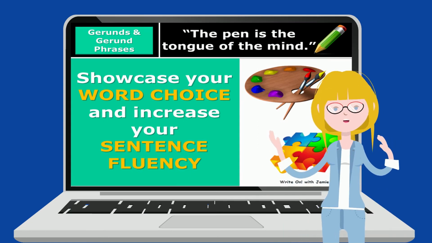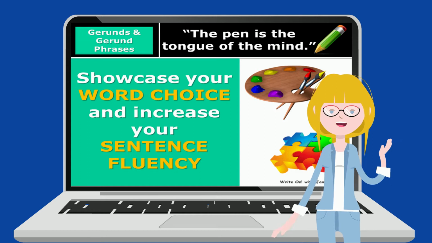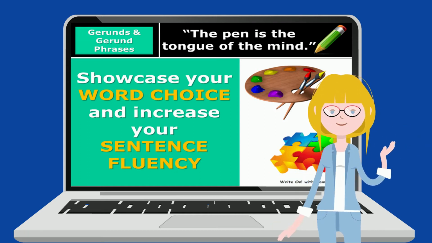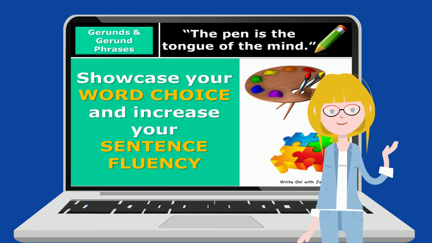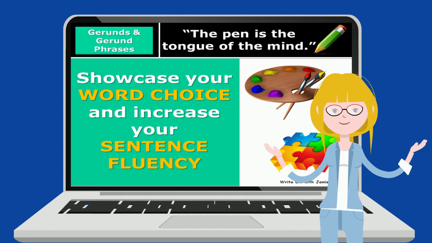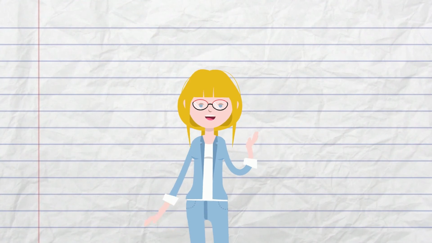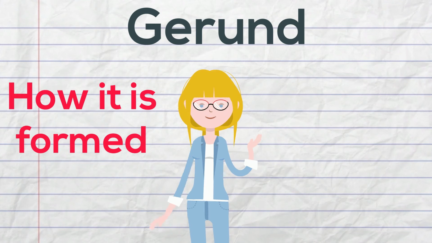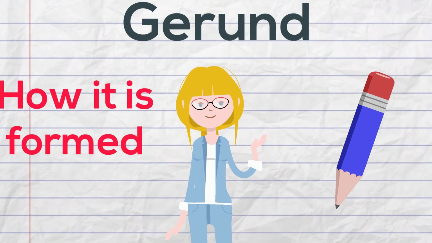Because word choice is critical to good writing, using gerunds demonstrates your command of this trait. They can also help your paper achieve a more fluid feel than just the simple SVO order sentence: subject, verb, object. This increases sentence fluency. To this end, it is important to understand what a gerund is, how it is formed, and how to effectively use them in your writing.